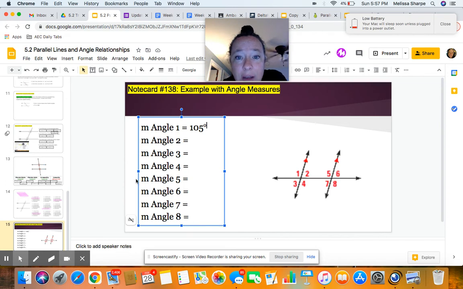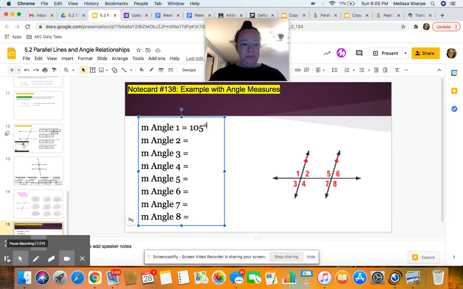So I want you to go ahead and get your note card ready, draw this picture, set all of this up, and fill all of the rest of this in. So pause me and do that. Okay, so let's see how you did. We know that angle 1 right here is 105 degrees.